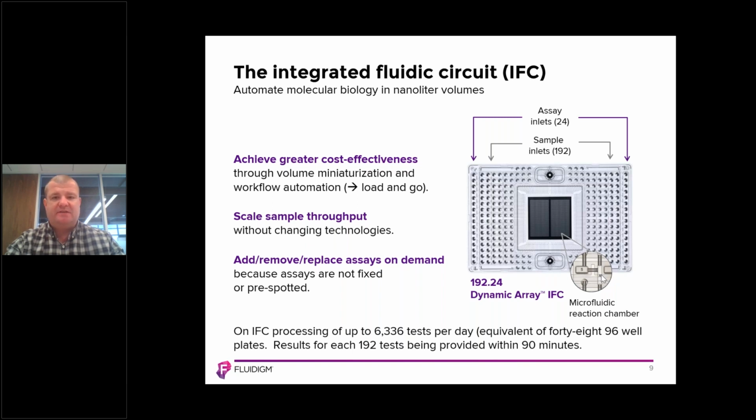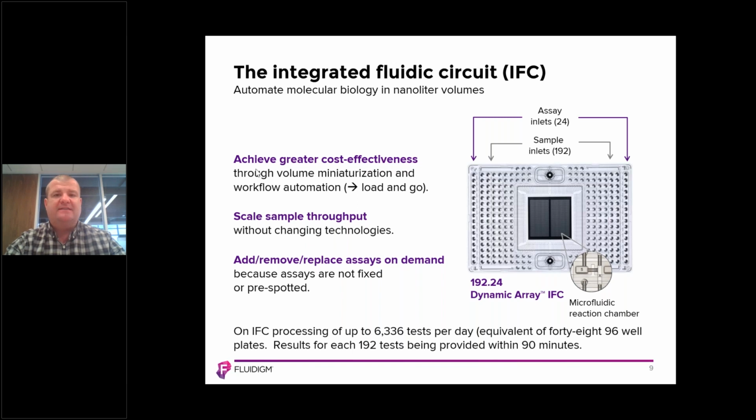This means that there's no need to split your sample up into individual reaction chambers. There's no need to worry about preserving your sample, because with the Fluidigm workflow, you're able to take each sample, of which on this IFC there's 192, and look at all 24 markers at the same time. In reality, what this means is that you can achieve, using our microfluidics, greater cost effectiveness. We deal in nanoliter reaction volumes versus microliter reaction volumes on 96 or 384 well plates. That means because you're using so much less volume that the workflow is much more cost effective than other plate-based workflows.